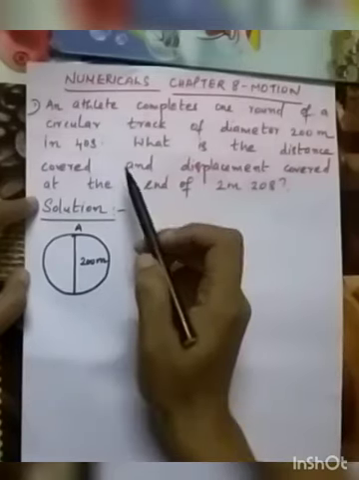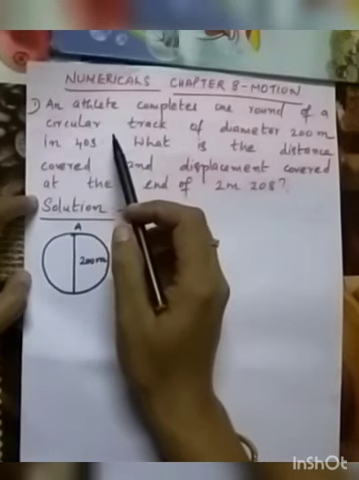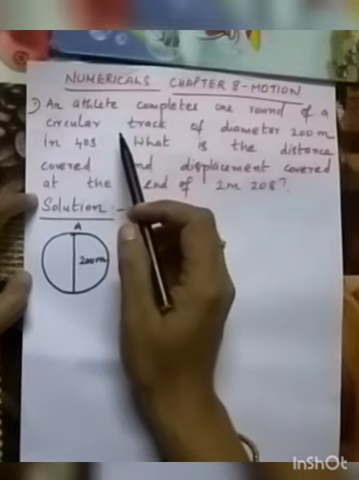Today we will discuss some of the important numericals from this chapter. Also we will discuss graphical representation of motion. So let's get started with this session. Children, let's move on to the next question. This question is very important. It is there in your NCERT textbook.